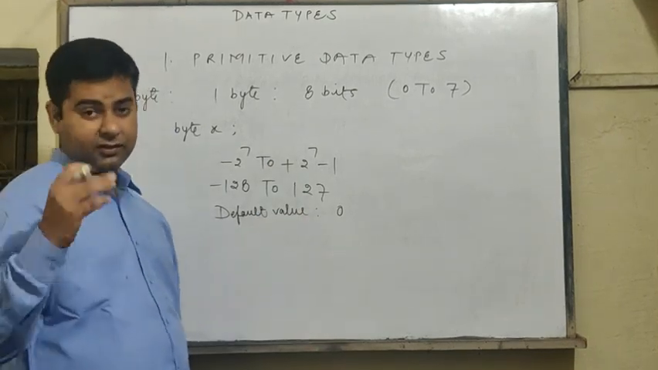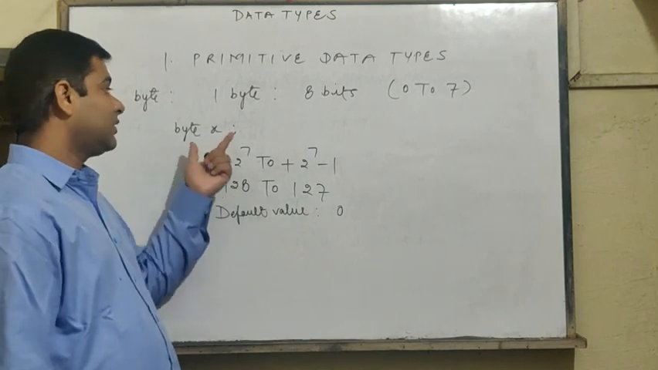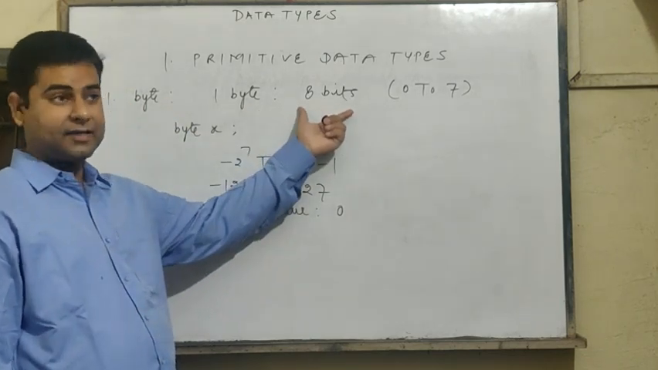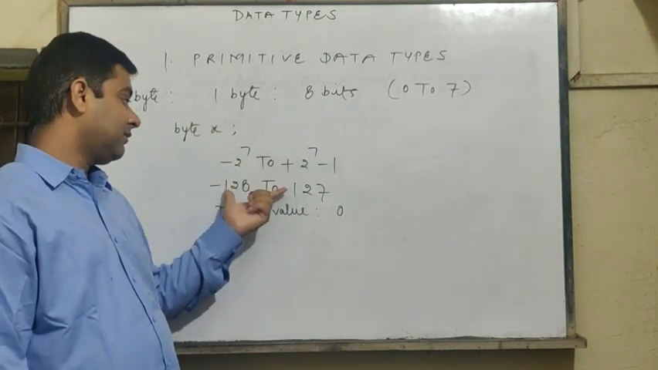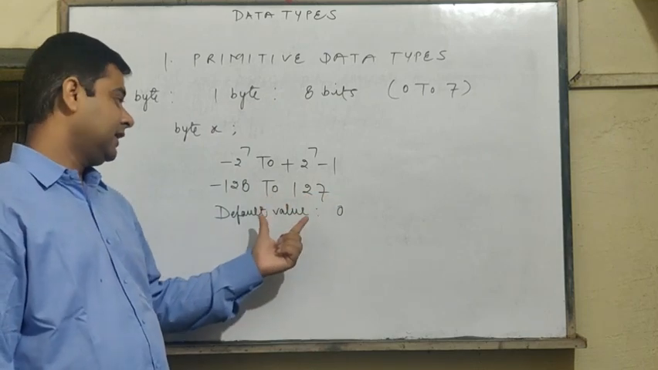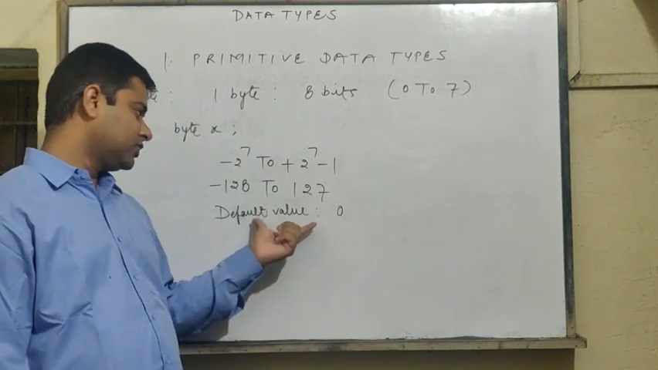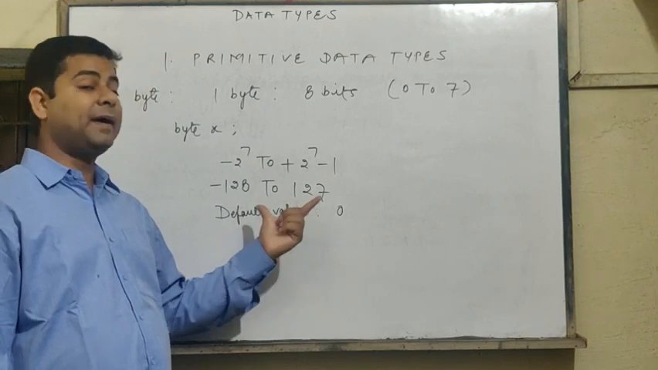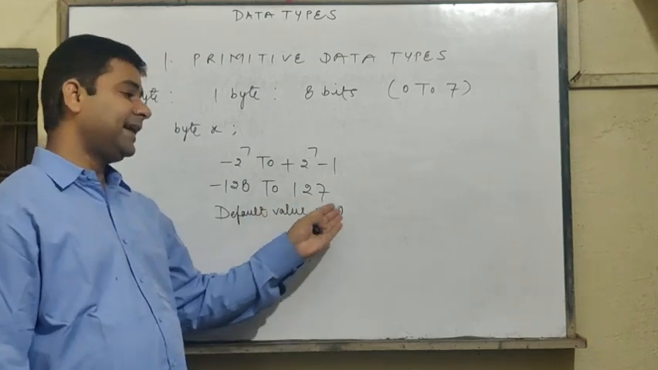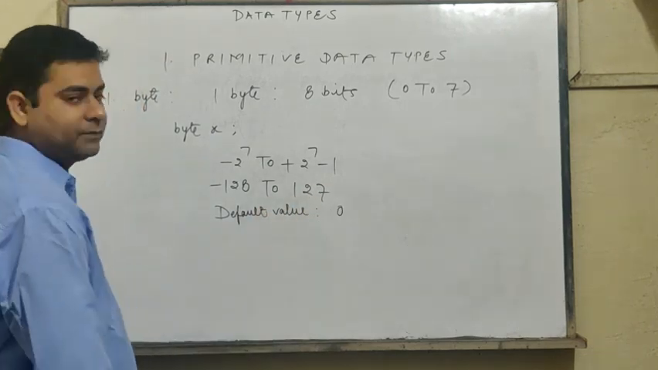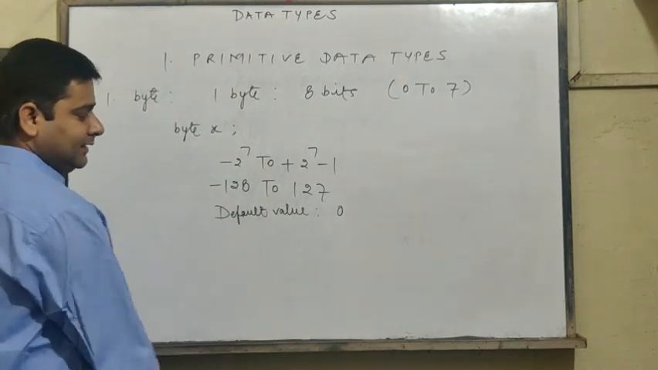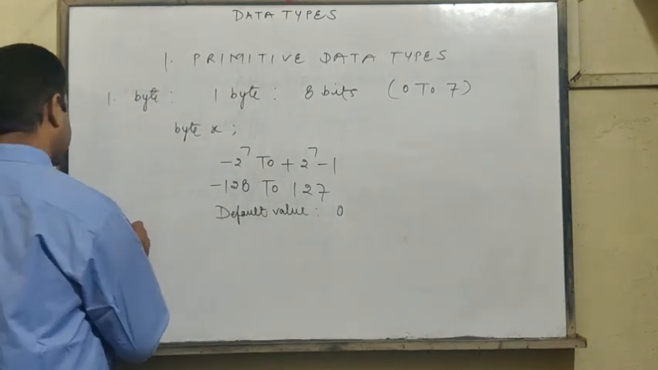In your examination, it can be asked what is the size of byte data type, how many bits are assumed by byte data type, what is the minimum value and maximum value that can be stored in byte, and what is the default value. This is the most important question: what is the default value of byte data type. The default value of byte data type is 0. Understood? Now, the next integer data type is short.